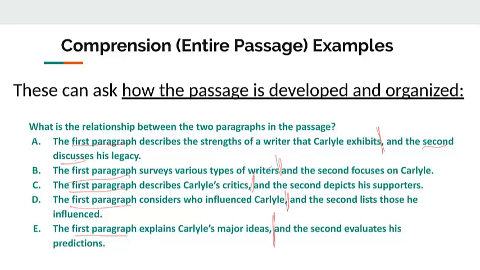And for these types of questions, what may help you as well is to look at the two parts. So the first paragraph describes the strengths. Now, if you know that the first paragraph does not actually describe the strengths of the writer, that answer is wrong, and you can eliminate it. Alternately, if you read it and you say, okay, the first paragraph surveys various types of writers, that's right, and the second focuses on Carlyle, if it doesn't, then that means that answer is wrong. So in these types of questions, they're not quite two-part, but in a way they are, both parts of the answer need to satisfy the question. So keep that in mind as well.